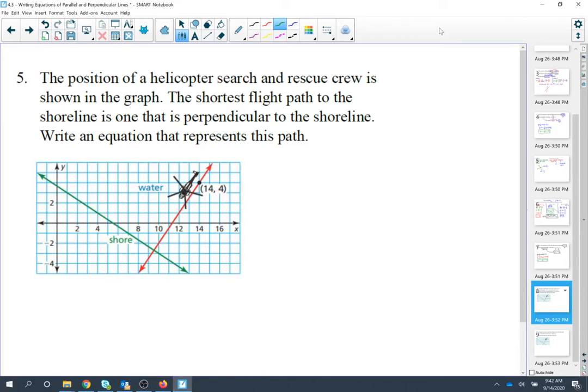Example 5. The position of a helicopter search and rescue crew is shown in the graph. The shortest flight path to the shoreline is one that is perpendicular to the shoreline. Write an equation that represents this path.